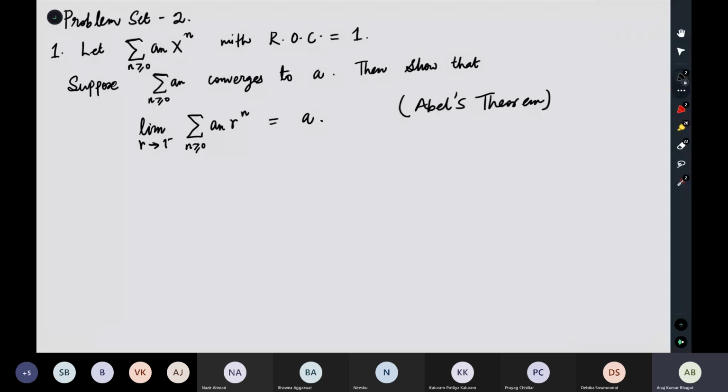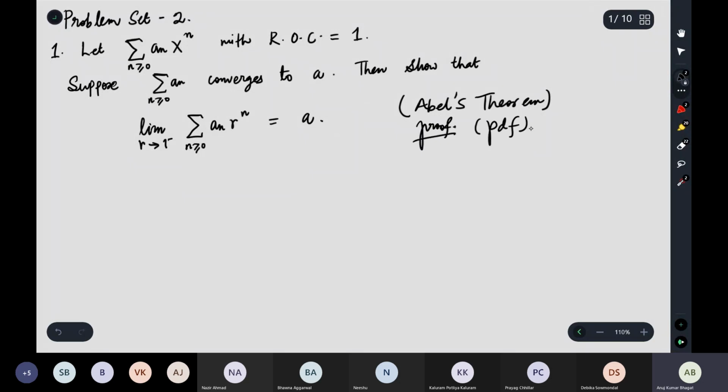So to prove this one, I will share a PDF. From there you can see the proof of this one. It is straightforward, so I will not discuss the proof of this. It is basically a theorem. Okay, I'll share you a PDF where you can find the proof. The proof part is up to you.